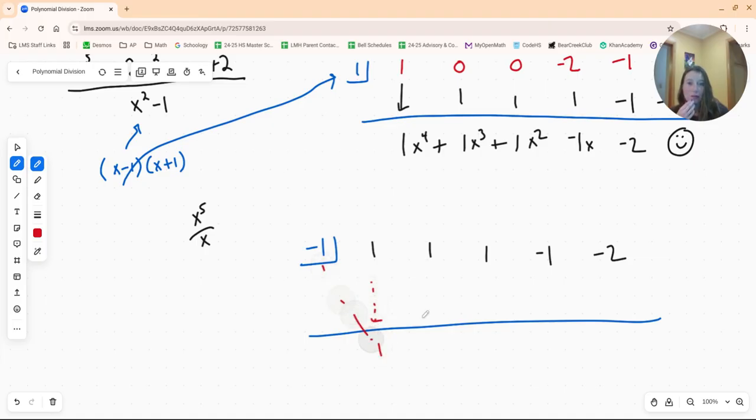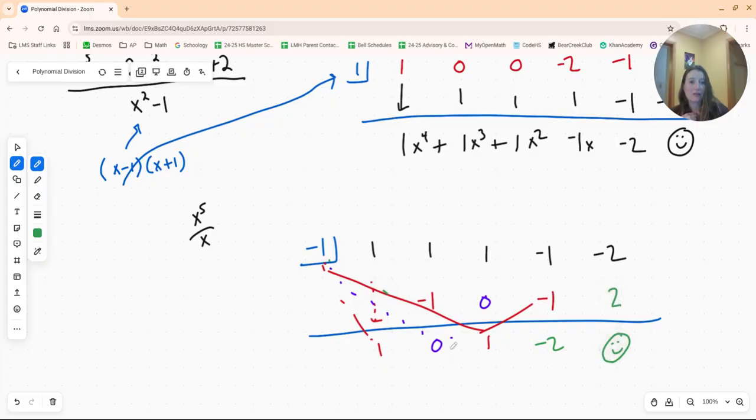Negative 1 times 1 is negative 1. Add them up. 1 plus negative 1 is 0. Negative 1 times 0 is 0. 1 plus 0 is 1. Negative 1 times 1 is negative 1. See, I'm doing like boop, boop. Negative 1 plus negative 1 is negative 2. Negative 1 times negative 2 is positive 2.